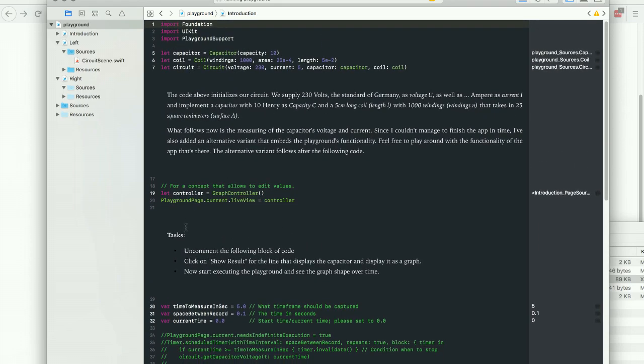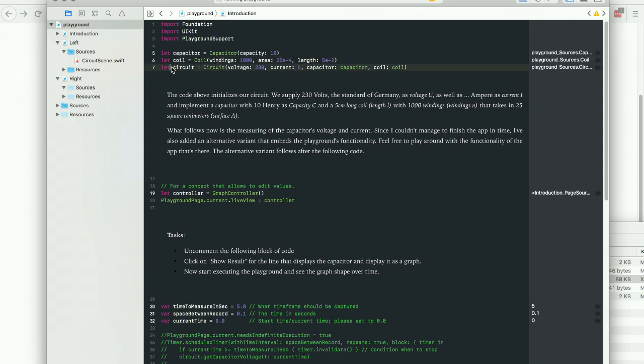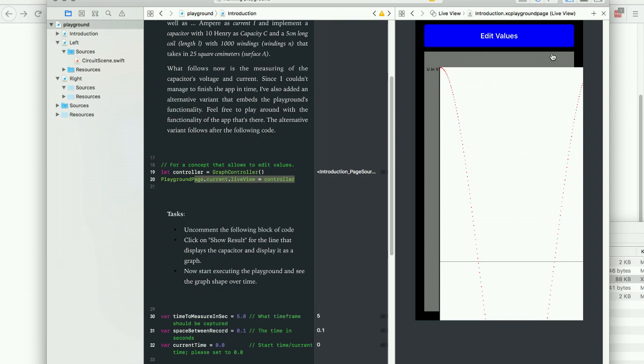Alright, so then we'll just get to the part that you would have done anyway when that didn't work out. So up here I have a circuit, the coil and the capacitor and coil are right here. Implement it into the circuit, and that's what we supply it with voltage and current. Okay, down here you see that's where the live view that would have been displayed on the right. Oh, now here it is.